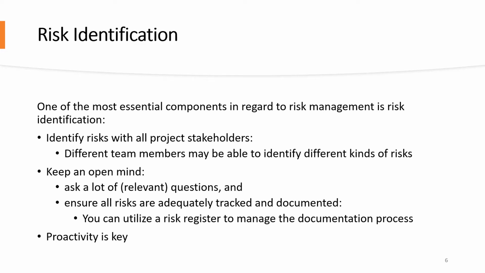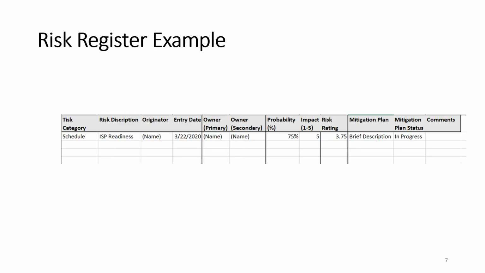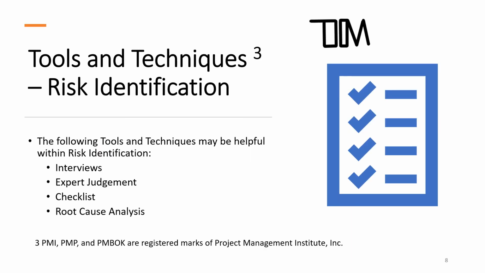Proactivity is key. It is important for the project team to identify all project risks before it leads to an impact within one of the triple constraints. The risk register is one of the essential tools when assessing the collective risks of a project. It may provide you guidance within areas of focus. Listed are the key tools and techniques that attribute to essential risk identification.